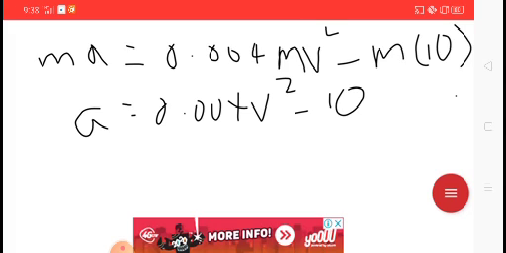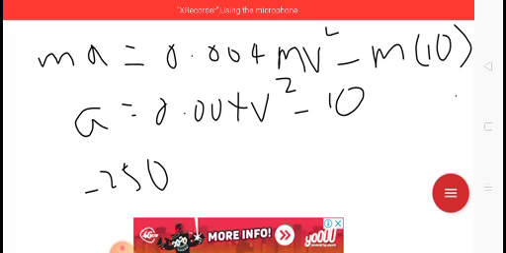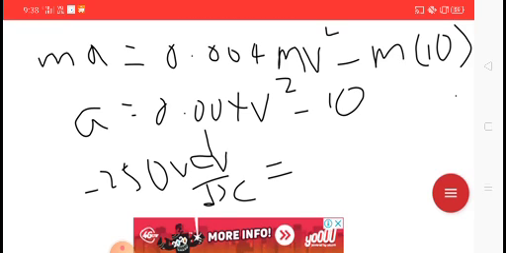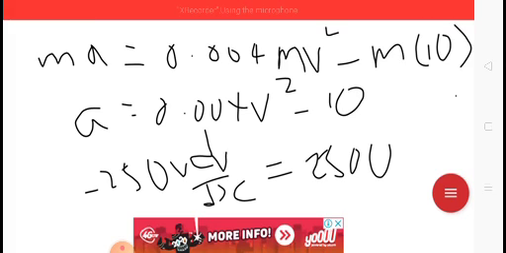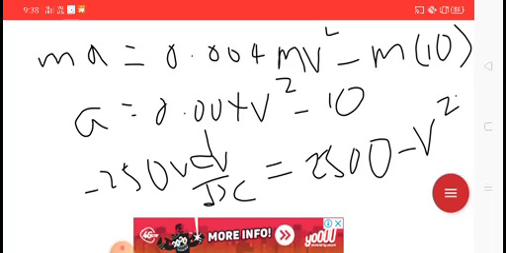Okay, so the question has negative 250. So negative 250. Okay, and v dv/dx, and behind also multiply negative 250. You have 2500 minus v squared, right? So this is the differential equation for part B.